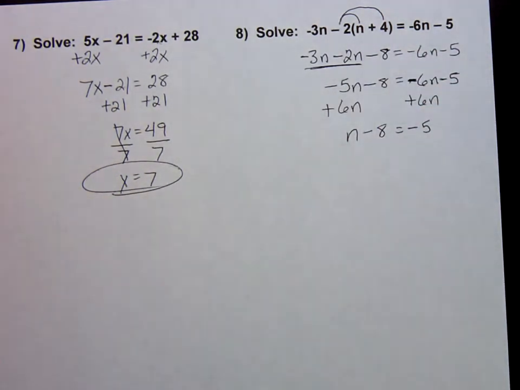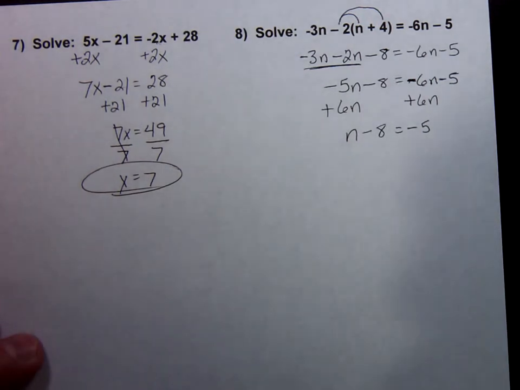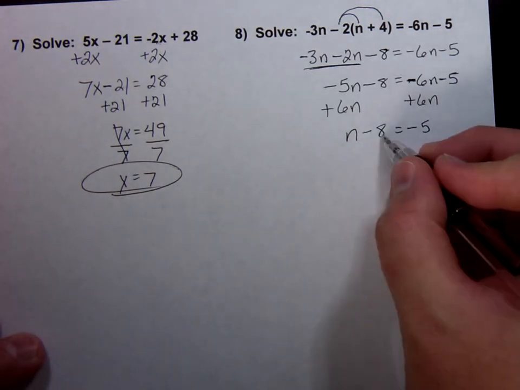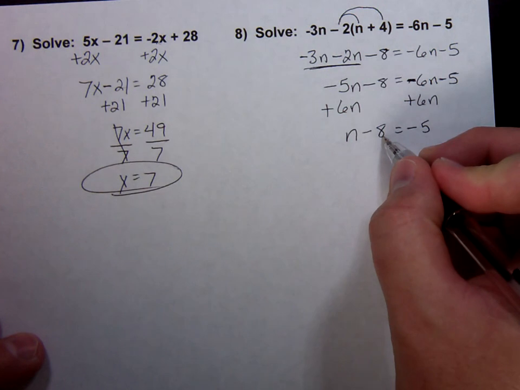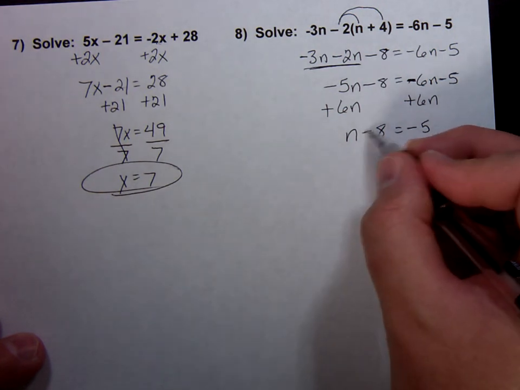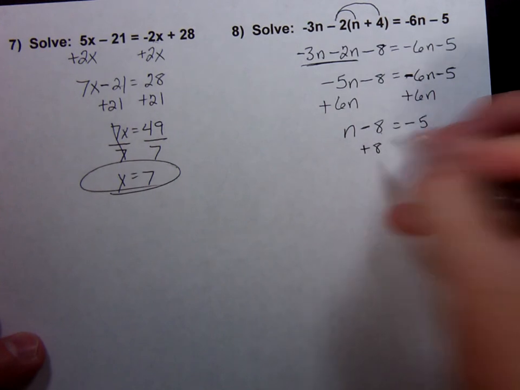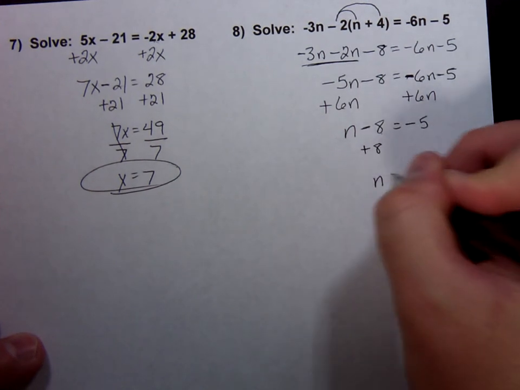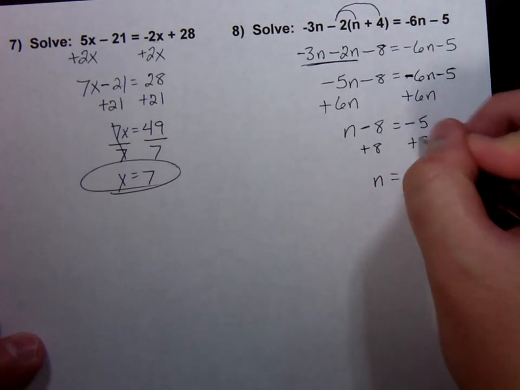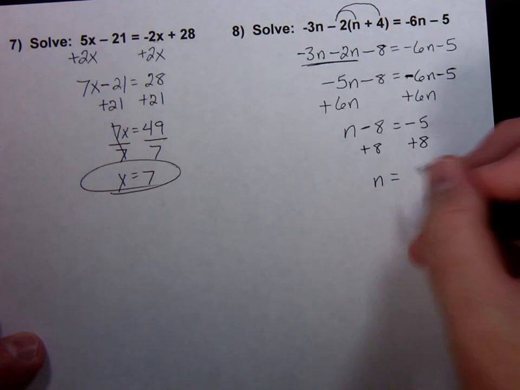Alright, so we got n on one side of the equation. Now we want to get n all by itself. Only thing on the same side of the equation as n is this 8. It's being subtracted from n. So we're going to do the opposite operation to get rid of it. Opposite of subtraction is addition. That'll get rid of the 8. Do it on one side, then I got to do it on the other. Negative 5 plus 8 is 3.